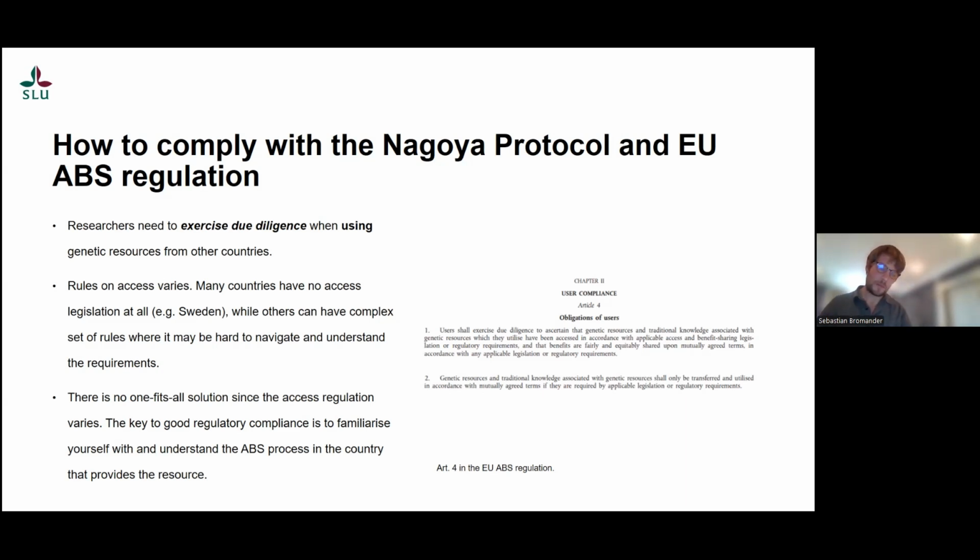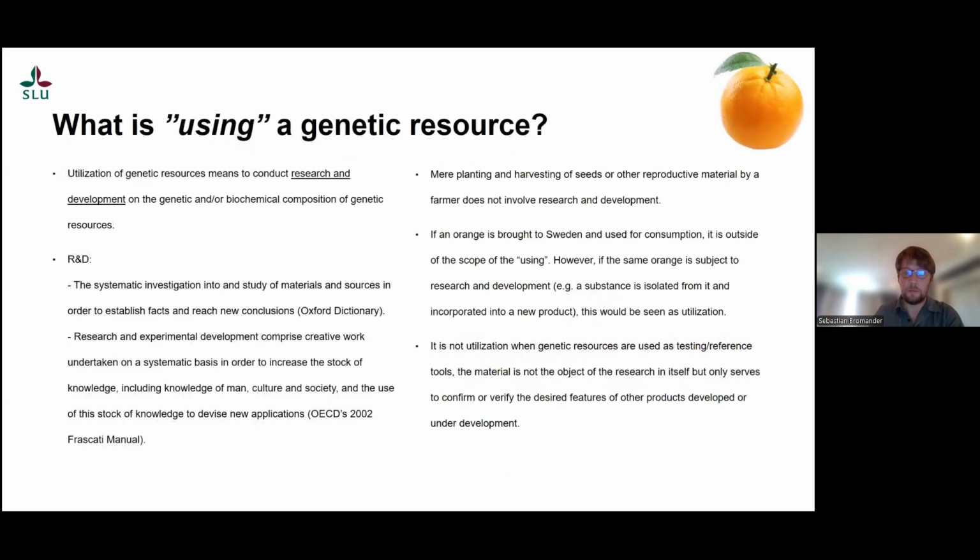And one of the most common replies I give to that is, what are you going to do with the material? Because that can define whether you're inside or outside. If you're not using the genetic resources in research and development, then you're outside, and I can pretty easily say you don't need to care about these rules at all. I have a picture only for this, where I put an orange as an example.